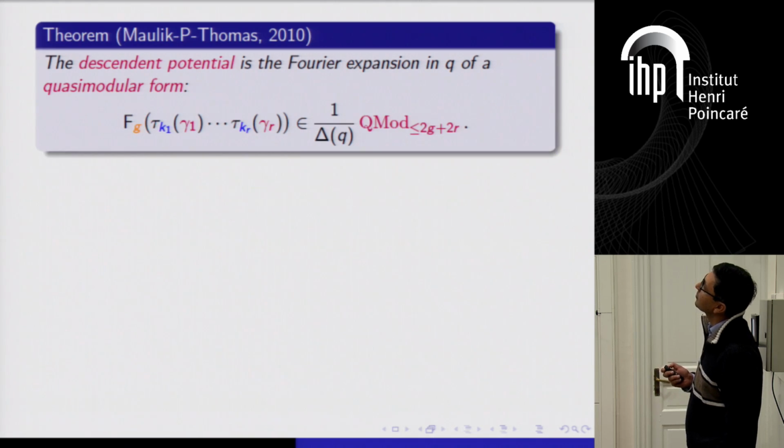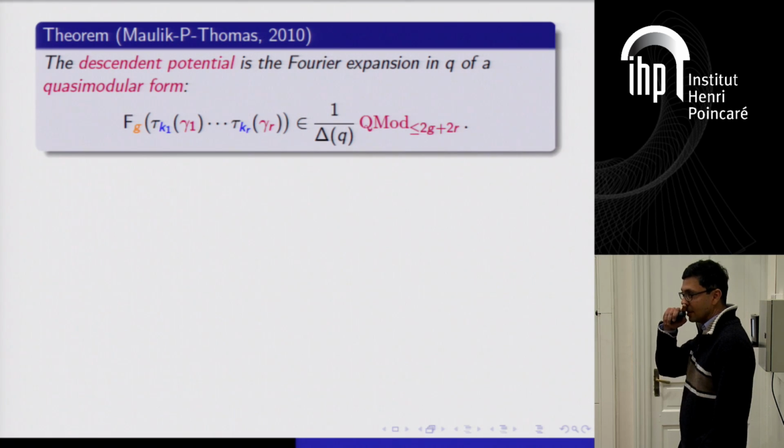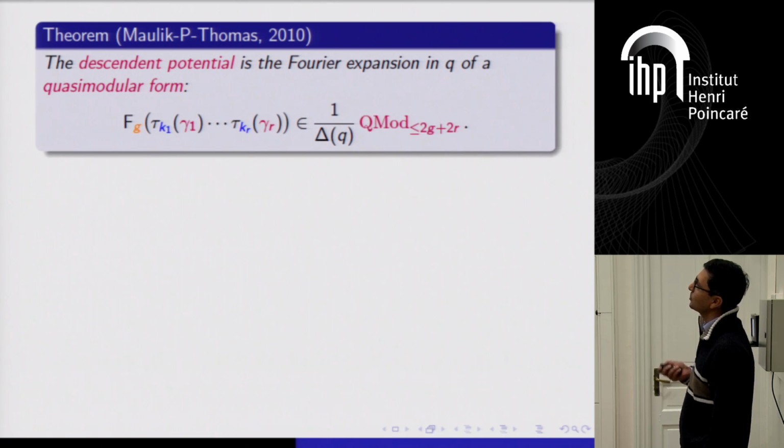OK, so this is a theorem with Devesh Malik, myself, and Richard Thomas in 2010, that actually that series, which is all the higher genus counting, is 1 over delta times a quasi-modular form of bounded weight. But the weight is bounded by the genus and the number of insertions here. And if I put here genus 0 and none of these, you get rid of all of that because it becomes quasi-modular forms of weight less than or equal to 0, and this exactly reduces to Yau-Zaslow, up to a scalar, which you can fix.